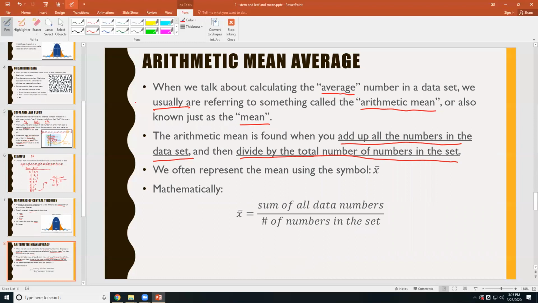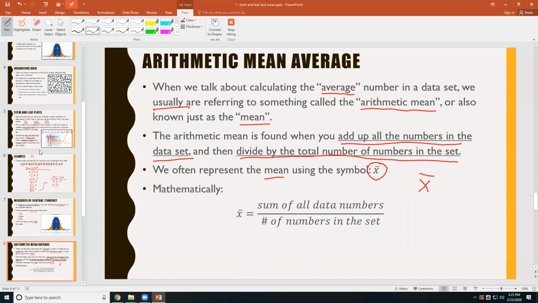So in other words, if you added 5 different numbers together, you would take that total sum and then divide it by 5. Now, we often represent the mean by using this symbol, an X with a line on the top of it. An X with a line on top of it is representing your mean, of course, and this can be written mathematically as the sum of all data numbers divided by the number of numbers in the set.